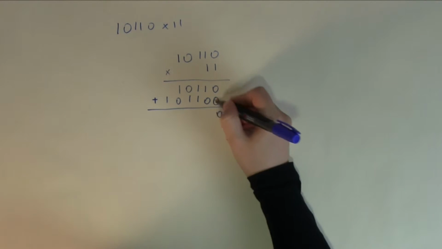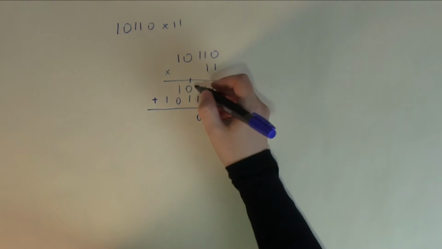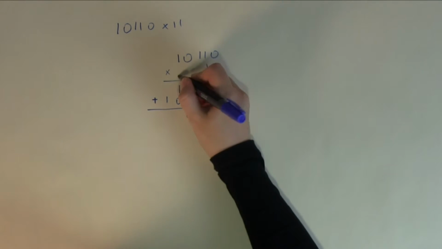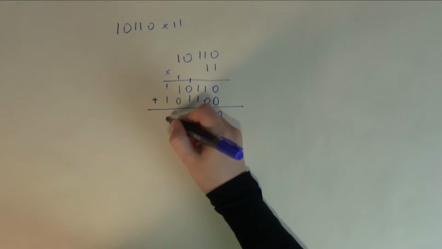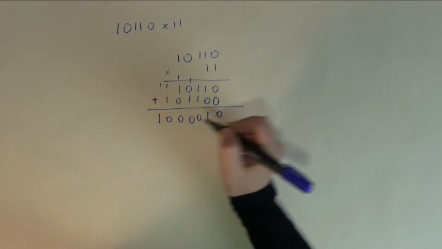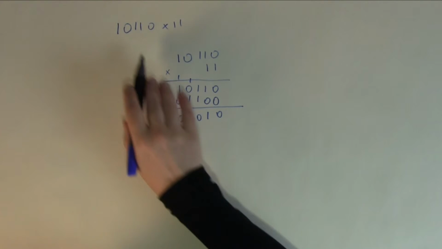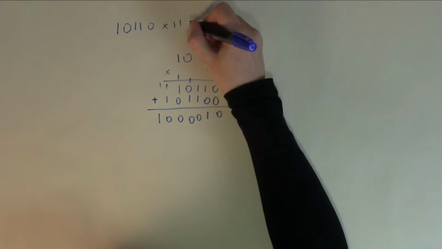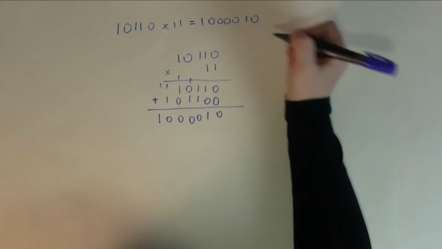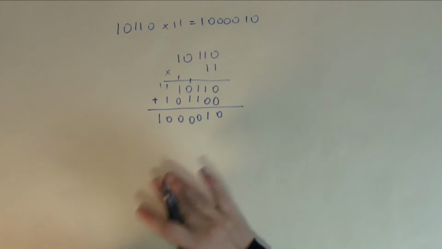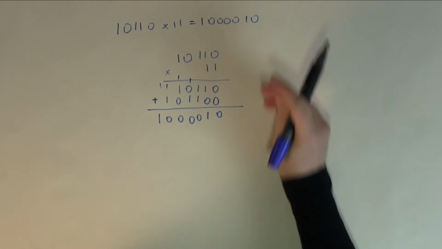0 and 0 is 0, 1 and 0 is 1, 1 and 1 is 0, carry the 1, 1 and 1 is 0, carry the 1, 1 and 1 is 0, carry the 1, 1 and 1 is 0, carry the 1, and I can just copy that down because there's nothing to add to it. So this number is the solution for this multiplication. 1, 1, 2, 3, 4 zeros, 1, 0. There were no extra carries here because we only had 2 digits to multiply.